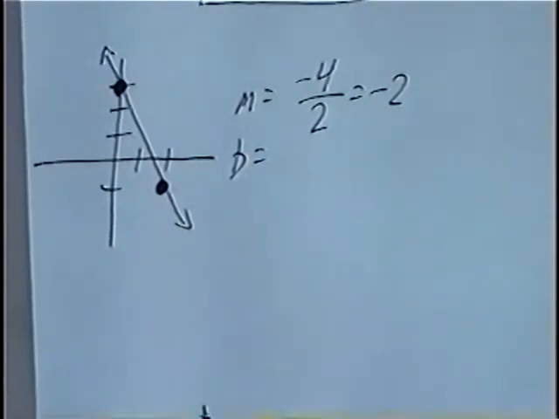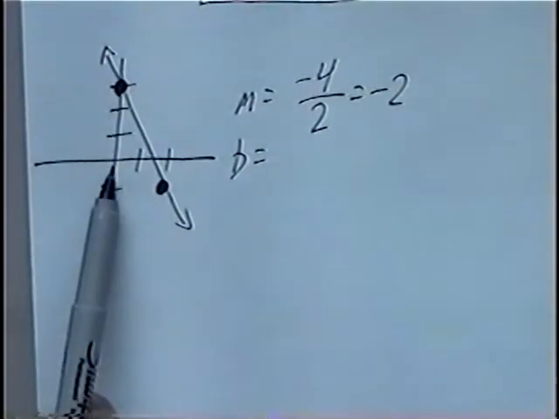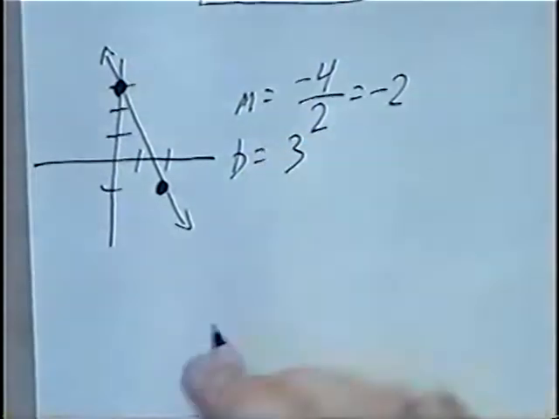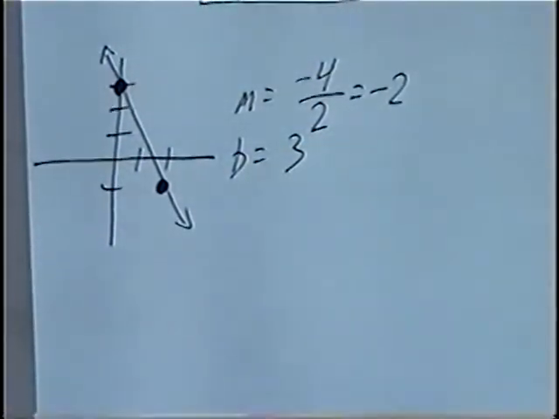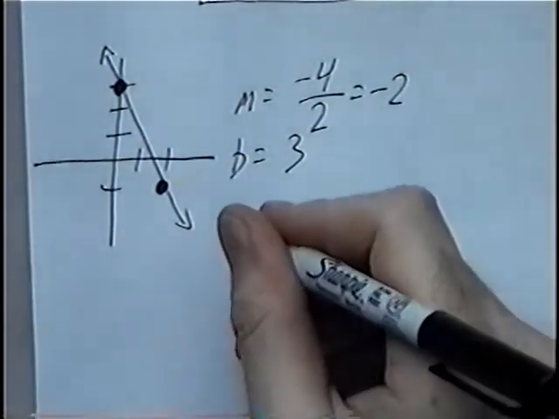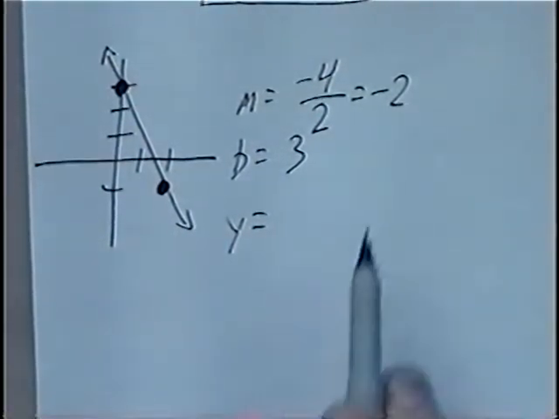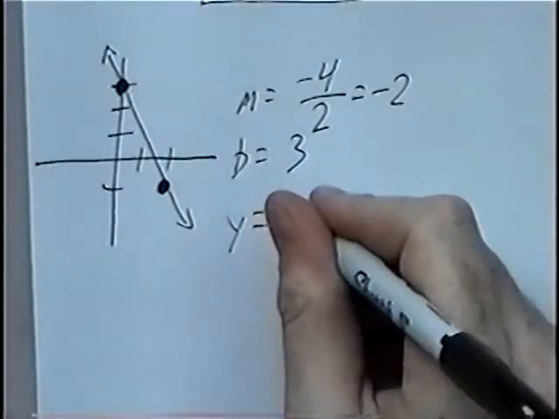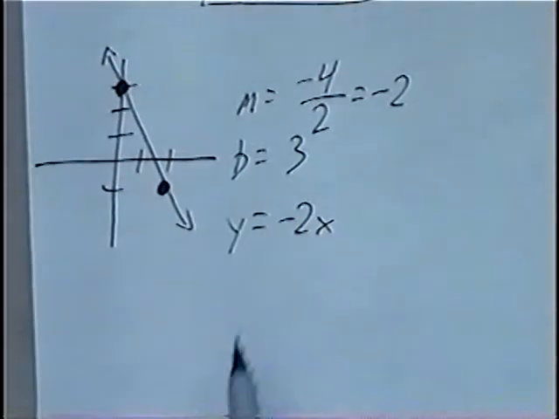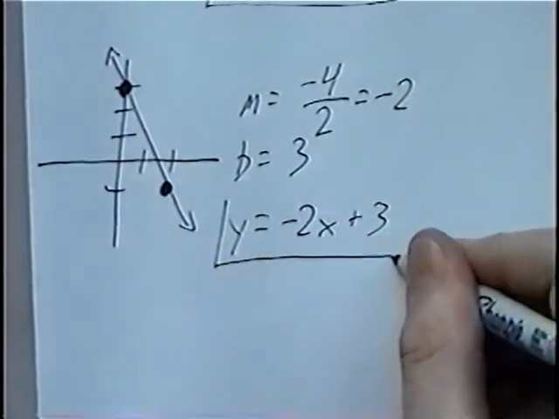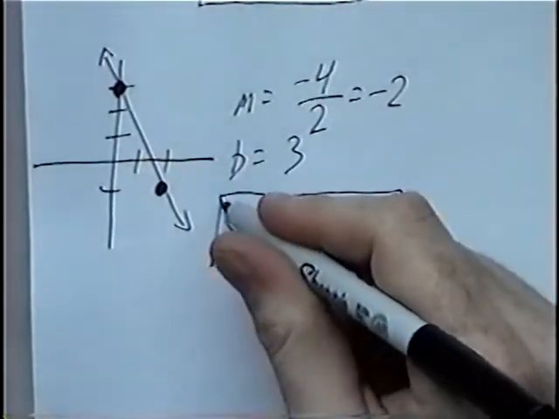B again, the y-intercept. Looking at the y-axis, the graph crosses at +3, so b equals 3, or the y-intercept is 3. And for the answer, we'll write an equation in y equals mx plus b form. M is -2, so I have -2x. B is a +3, so our final answer will have y equals -2x plus 3.